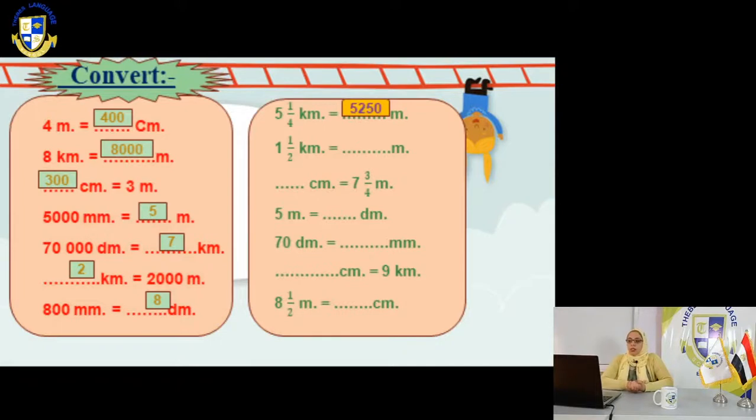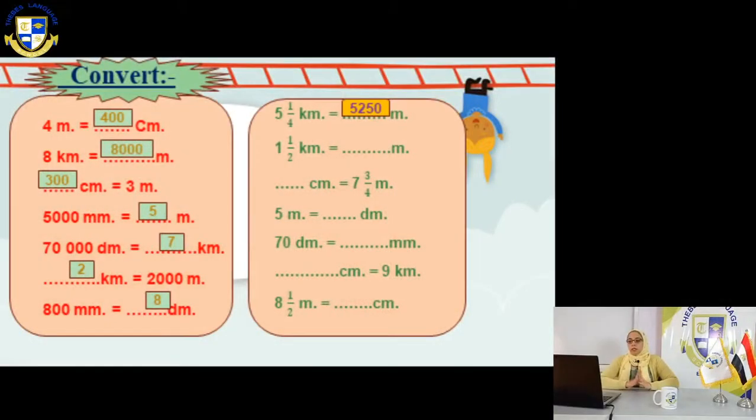1½ kilometer equals how many meters? Excellent. 1 kilometer equals 1,000. Well, ½ kilometer equals 500. Add them together, it will be 1,500 meters.